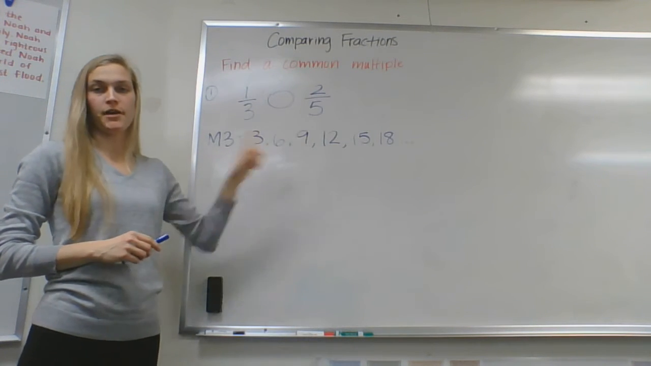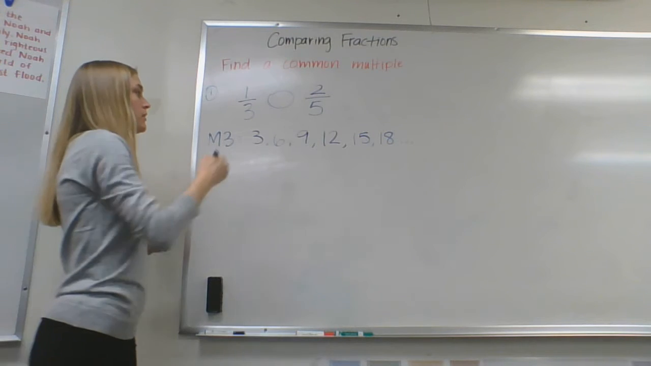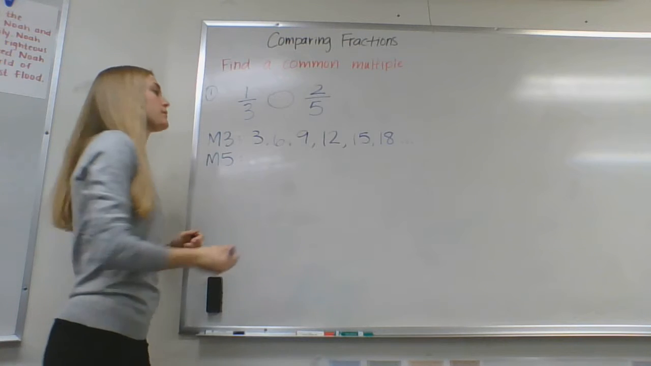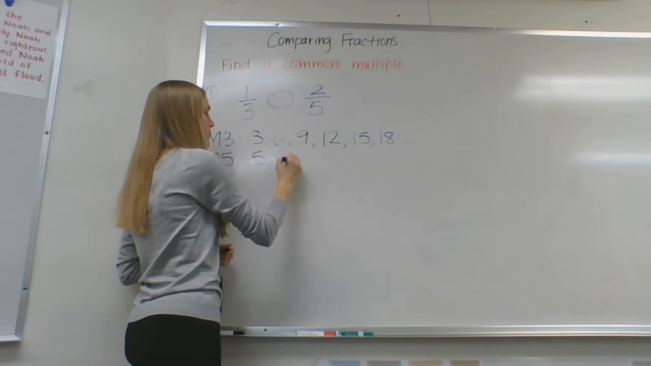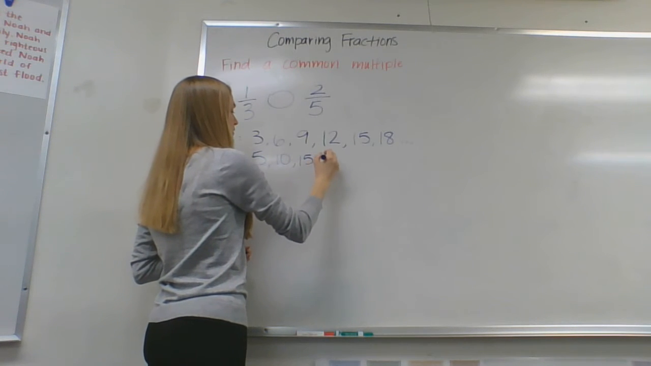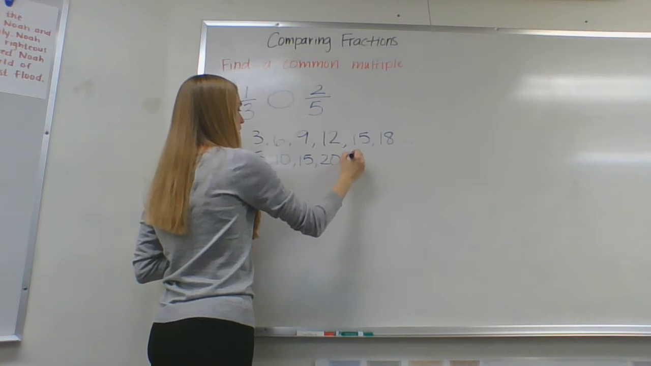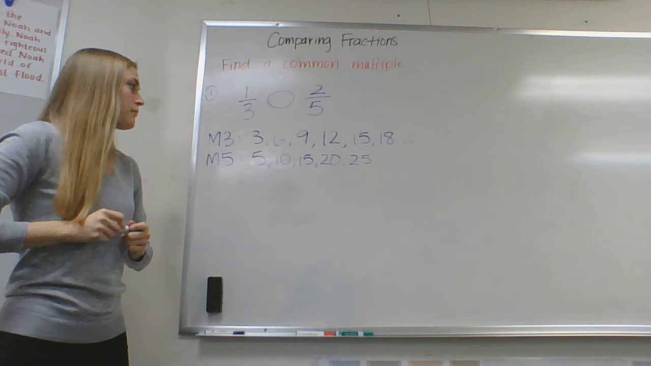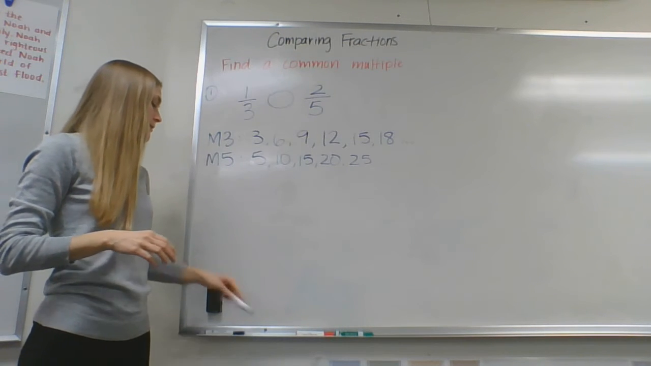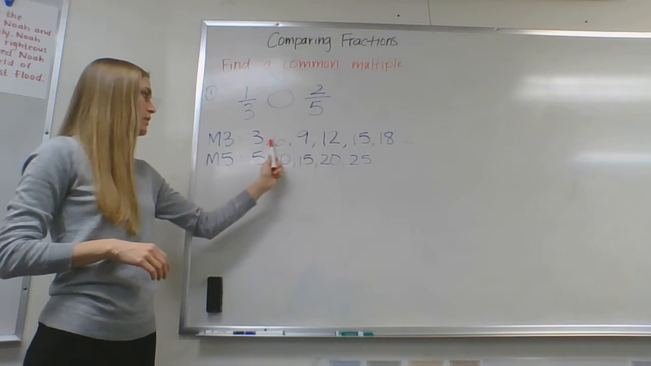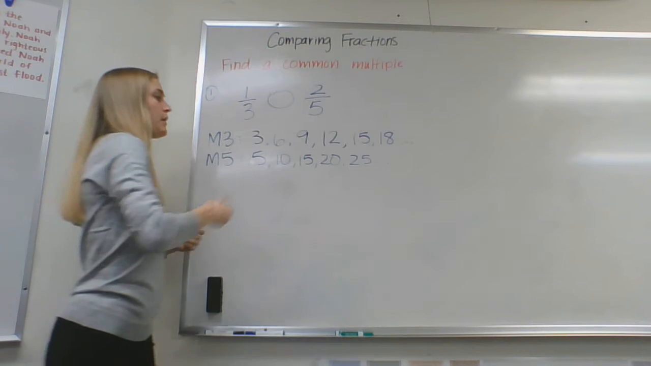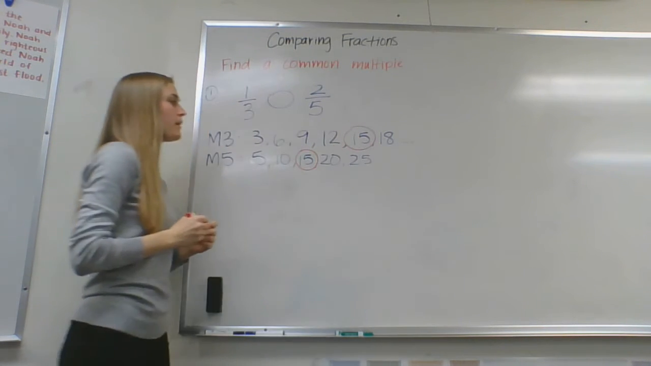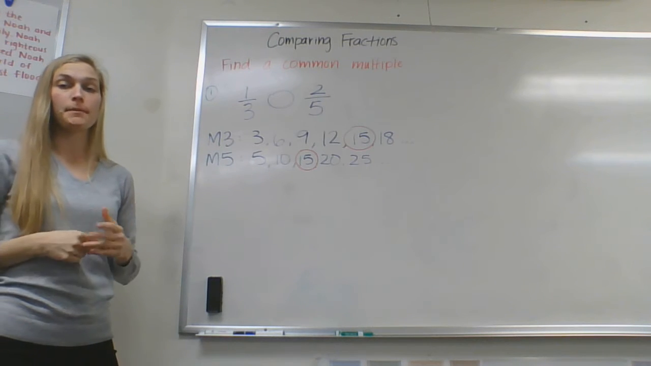Once I have about that many, I usually just stop, and then we're going to write the multiples of 5, and we're going to try to find what they have in common. So multiples of 5 would be counting by 5s, so it would be 5, 10, 15, 20, 25, and so forth. And so we want to find one that those have in common. If we compare these two lists, they both have this 15 in them. And so that is what we want our new denominator to be.